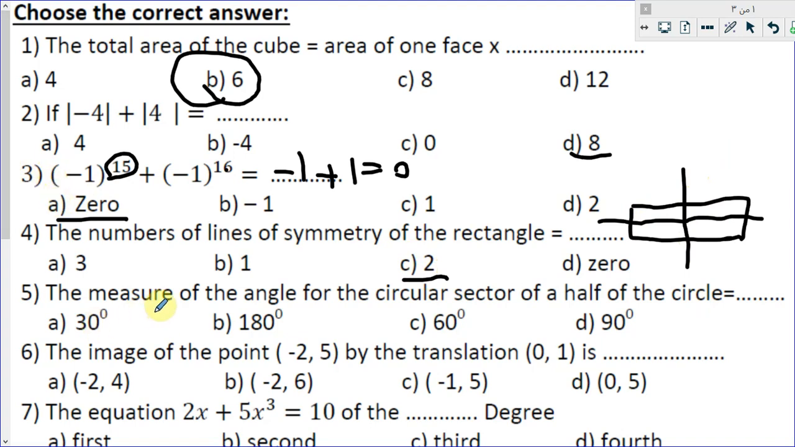Number 5, the measure of the angle of a circular sector of a half circle. First, we want to remember the measure of the angle of a whole circle. The measure of the angle of a whole circle equals 360, and we are talking about a half circle, so half of 360, 360 divided by 2, it will be 180.